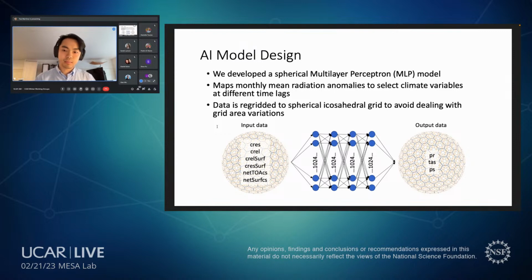And one key thing we do is that we regrid our data to a spherical icosahedral grid, and this is to avoid dealing with grid area variations, which might complicate the implementation of the AI model. Next slide, please.